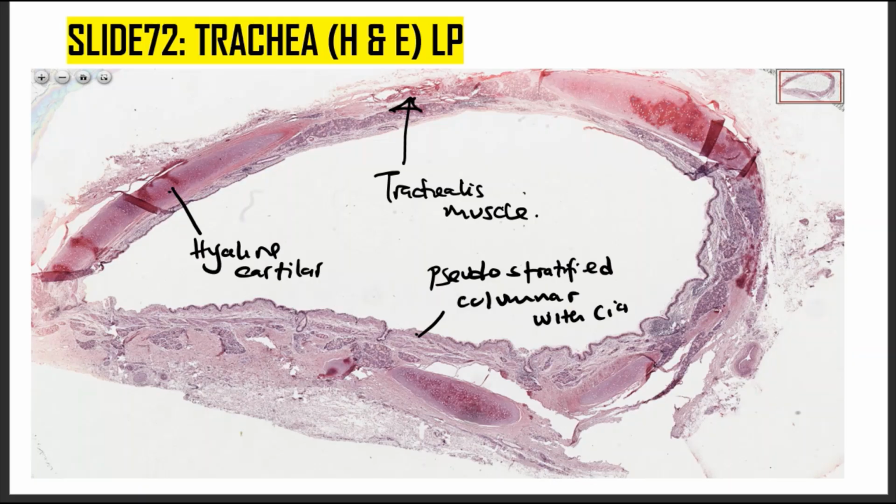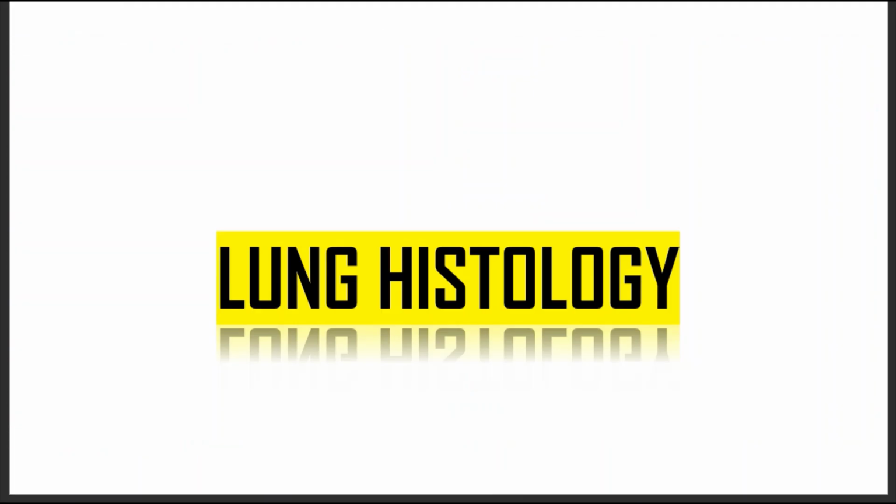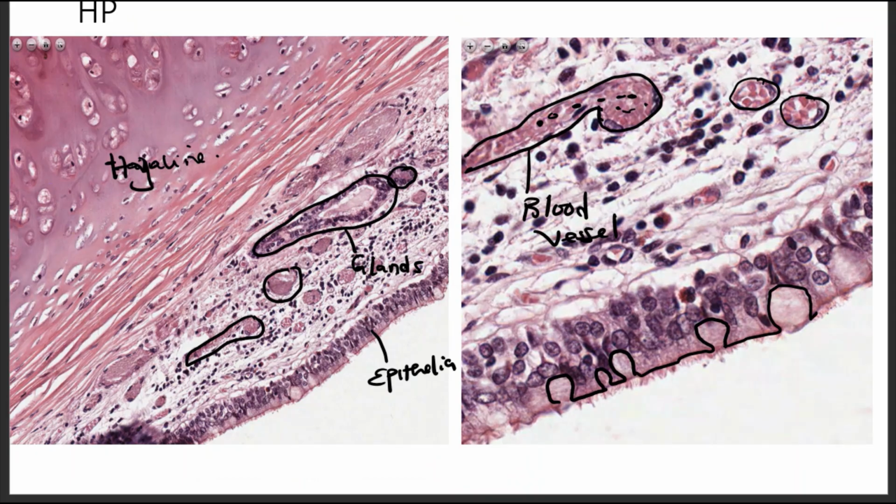So we said that this is the tracheal epithelium. Underneath you've got the hyaline cartilage. The hyaline cartilage is not a complete ring because posteriorly there's a trachealis muscle. So underneath the submucosa of the trachea, you've got the hyaline cartilage. But at the posterior end of the trachea, there is no cartilage, but there is a trachealis muscle. So you draw it at high power and you label it as such.